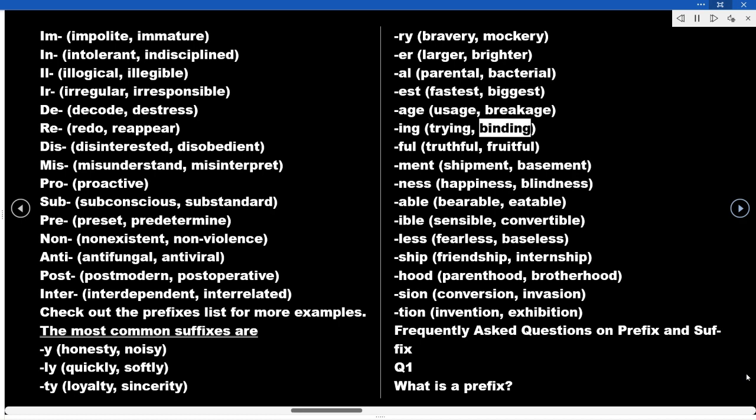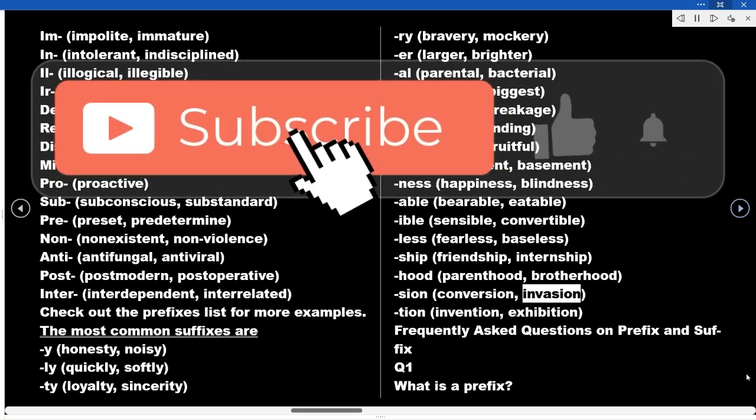Ing: trying, binding. Ful: truthful, fruitful. Ment: shipment, basement. Ness: happiness, blindness. Able: bearable, eatable. Ible: sensible, convertible. Less: fearless, baseless. Ship: friendship, internship. Hood: parenthood, brotherhood. Sion: conversion, invasion.